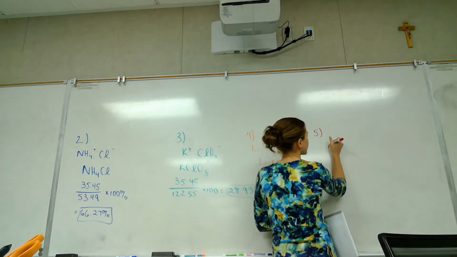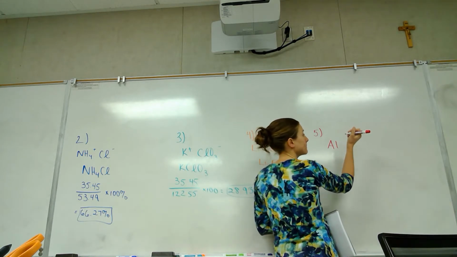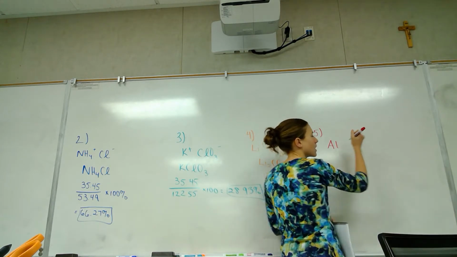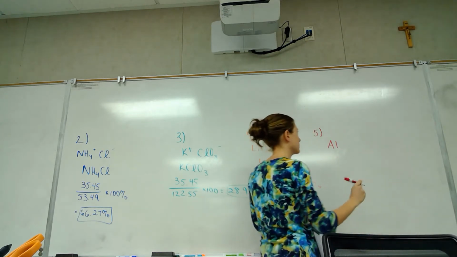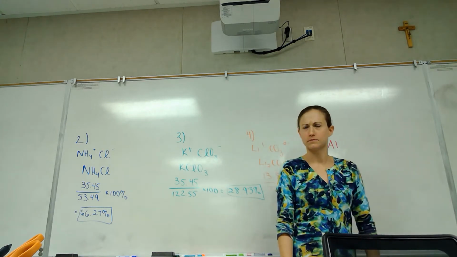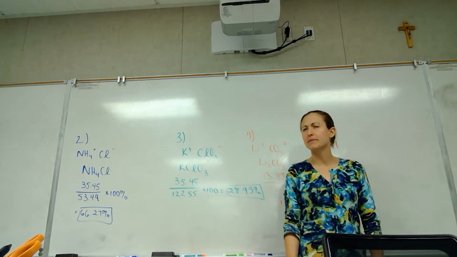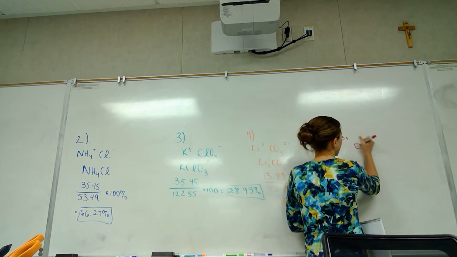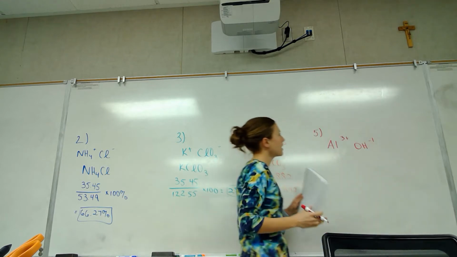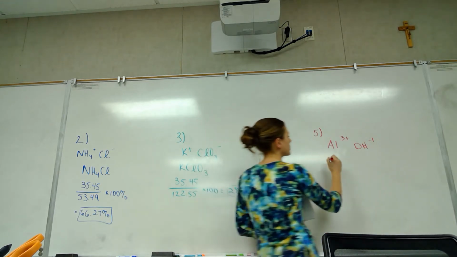Okay, 5. What is the mass percent of oxygen in aluminum hydroxide? Again, write out your formula. What's the charge of aluminum? It can't be negative. It's positive 3. It's a metal. It's not going to gain electrons. Okay. Hydroxide is -1.